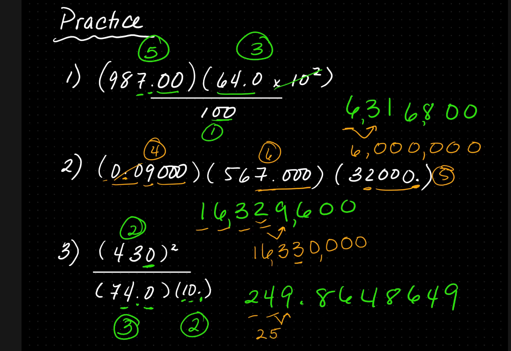Since the 4 is in the tens place, I need to add a 0. We add a 0 as a placeholder. Do not write a decimal after. If you write a decimal after, that makes this 0 significant. So this answer has 3 significant digits, not 2.